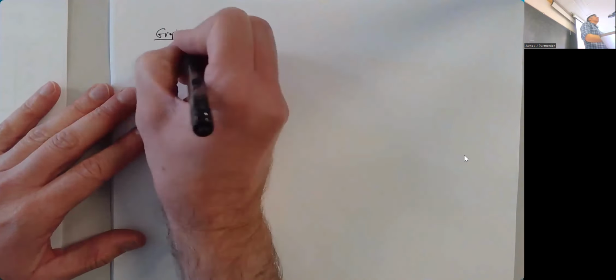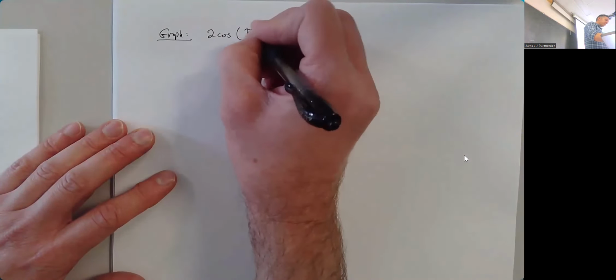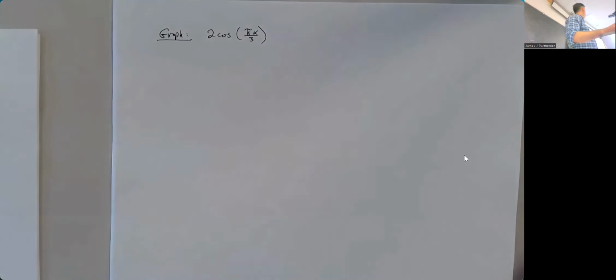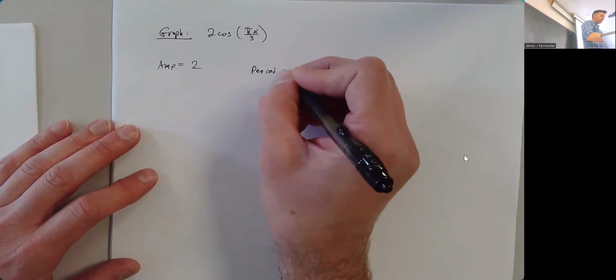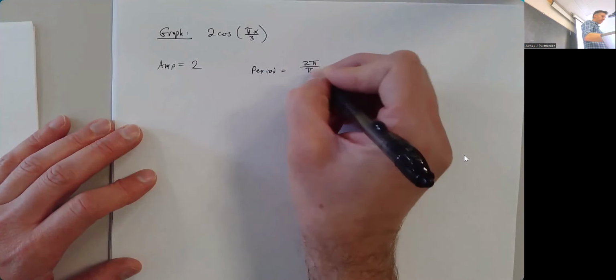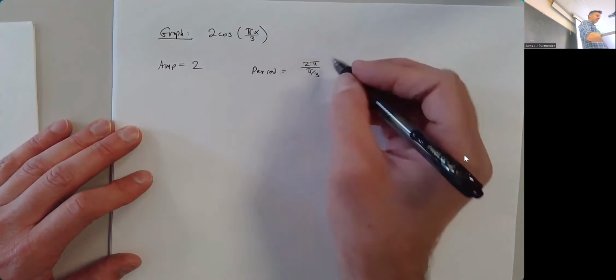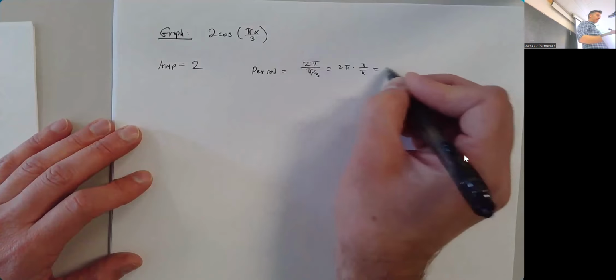So if I were to have to graph something like, give me an example. Would be 2 cosine of pi x over 3. I'm not a fan of ones where you have a multiple of pi in there because it makes your period atypical in my opinion, but that's fine. So here the amplitude is 2. That means we have a vertical stretch by a factor of 2. And our period is 2 pi divided by pi over 3. Always divided by the coefficient of x. That's 2 pi times 3 over pi, which is 6.